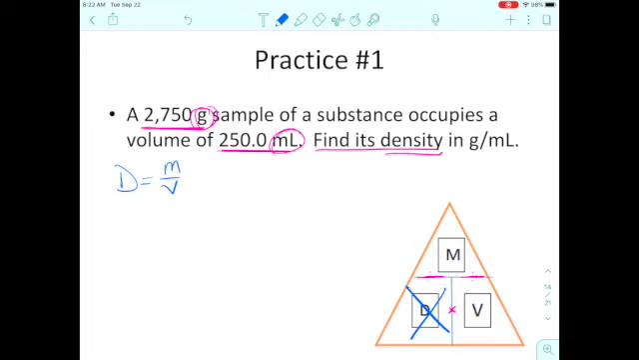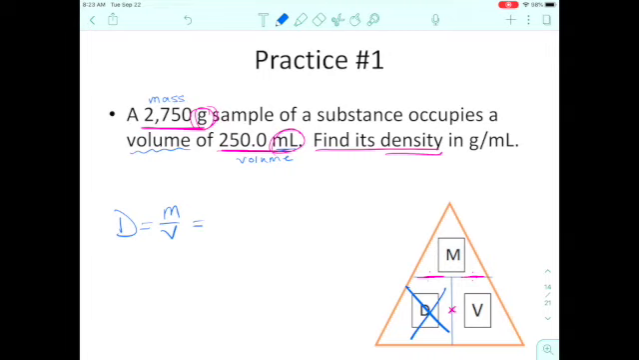Now, looking at the equation, I have two numbers, and I need to figure out which one's my mass and which one's my volume. Well, mass is always measured in grams, so the one that has the g is the mass. That's my M, and then the milliliters is volume, so that's my V. So always look at units, and also there might be a hint in the question, like this says a volume of 250 milliliters. Those hints won't always be there, but when they are, take advantage of them.